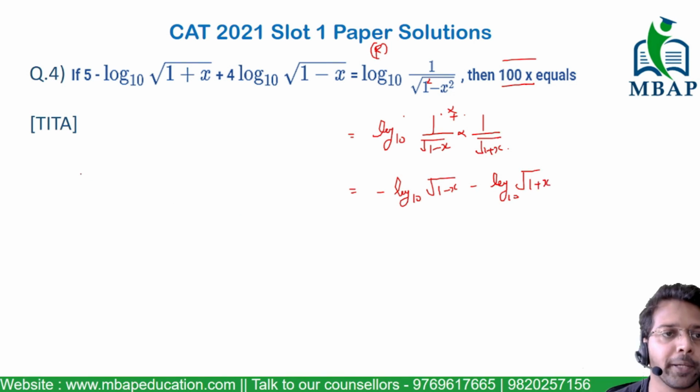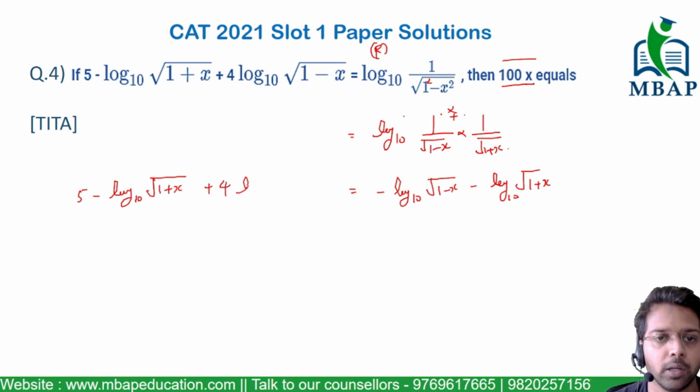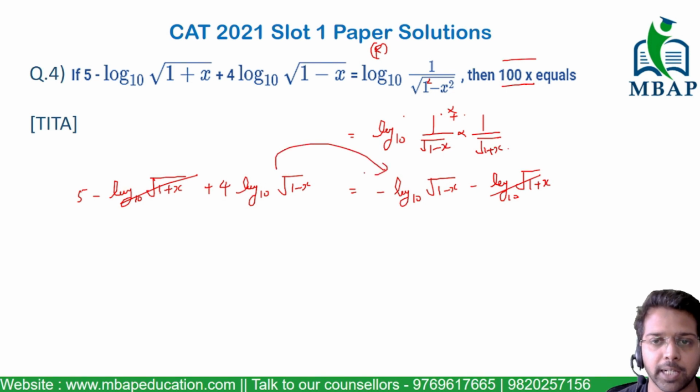Now let's try to copy paste whatever we have got on the left hand side. It's as simple as 5 minus log to the base 10 root of 1 plus x plus 4 times log to the base 10 root of 1 minus x. Now comparing right hand side versus left hand side, which value will get cancelled? I can see log to the base 10 1 plus x will get cancelled. And obviously 4 times log of 1 minus x taking on this side will become what?